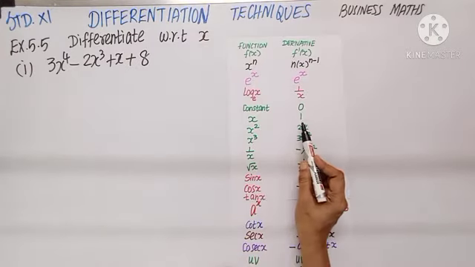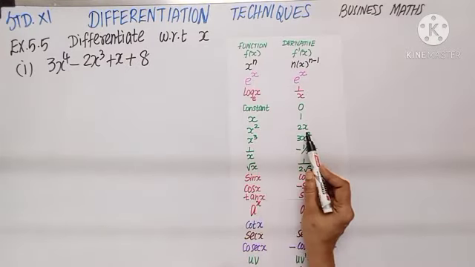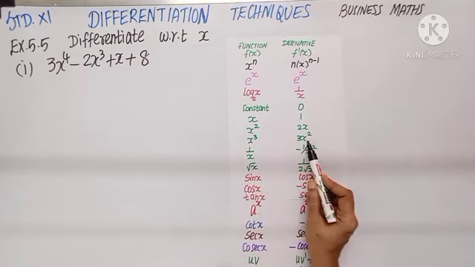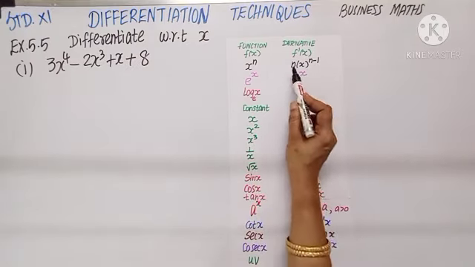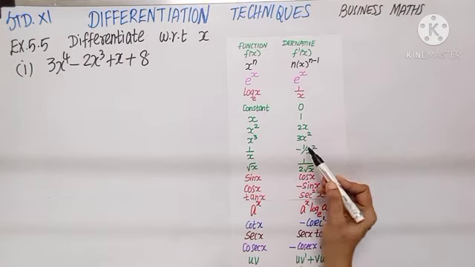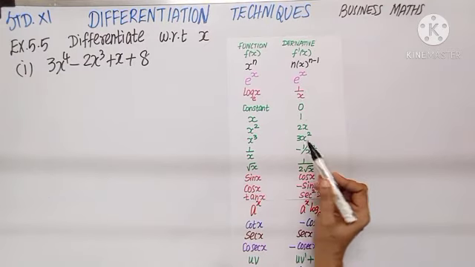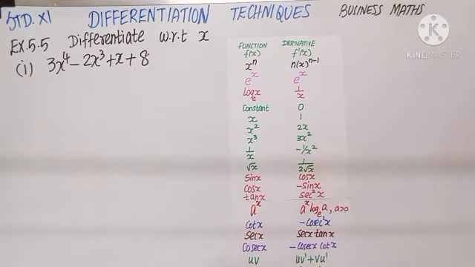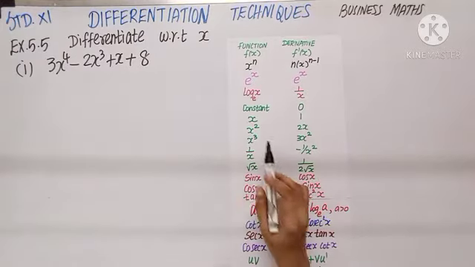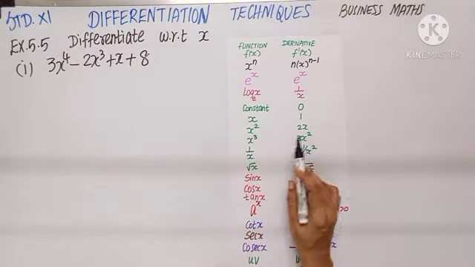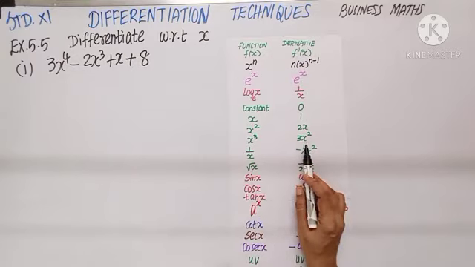x becomes 1, x square becomes 2x, x cube becomes 3x square. By putting 1, 2, 3 for n we derive this. Let us remember: constant becomes 0, x becomes 1, x square becomes 2x, x cube becomes 3x square.